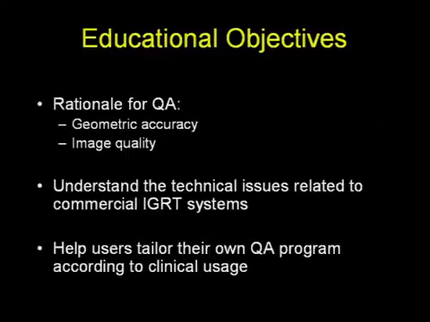So the objectives for these sessions are to provide a rationale for quality assurance for image guidance technologies, which will focus on the geometric accuracy of these devices as well as on image quality. The second objective is to understand the technical issues related to commercial IGRT problems and how to address them, and what barriers or pitfalls are apparent so far, and to help users to tailor their own QA program according to how the devices are used in their own clinics.